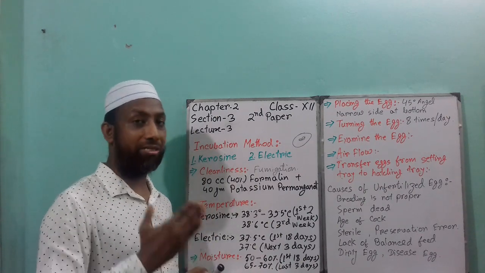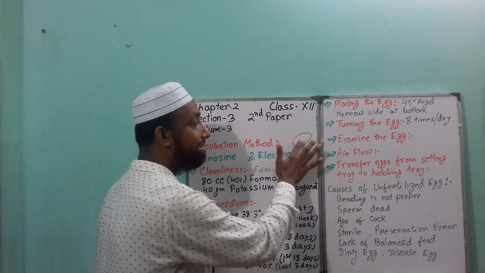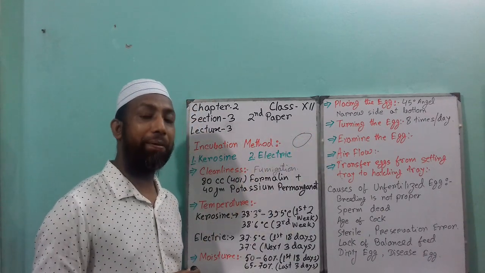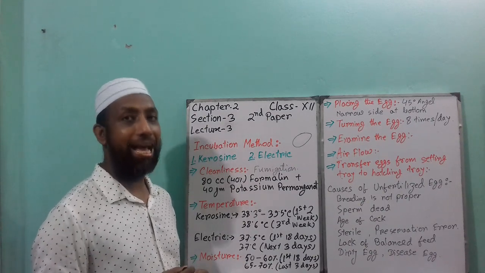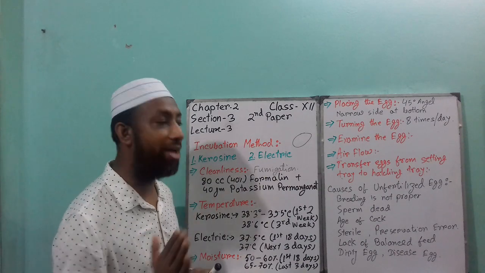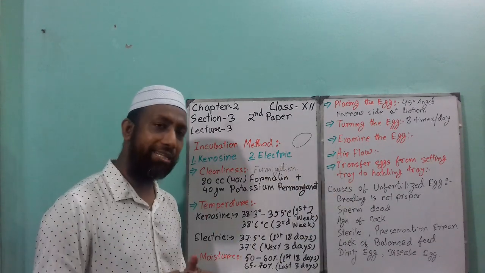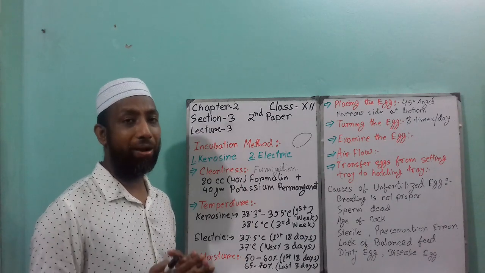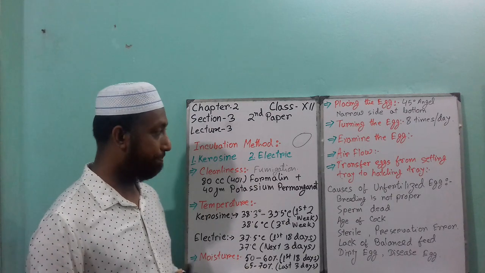If after 7 days or after 14 days nothing is observed inside the egg, that means the egg will not be hatched. That means you have to remove that egg. So every 7 days, then 14 days, you have to check the egg properly in front of a candle or in front of a light.